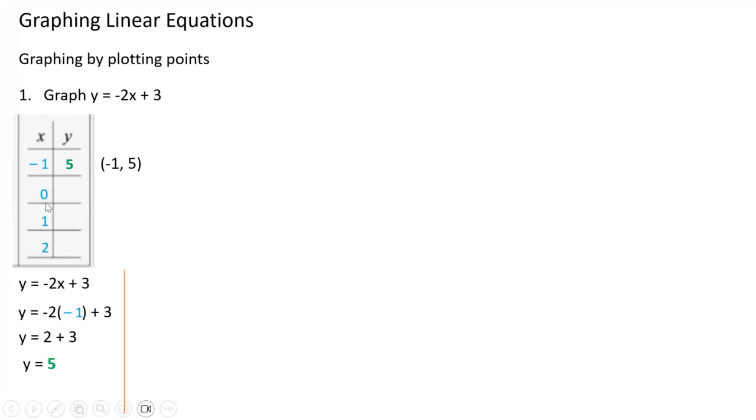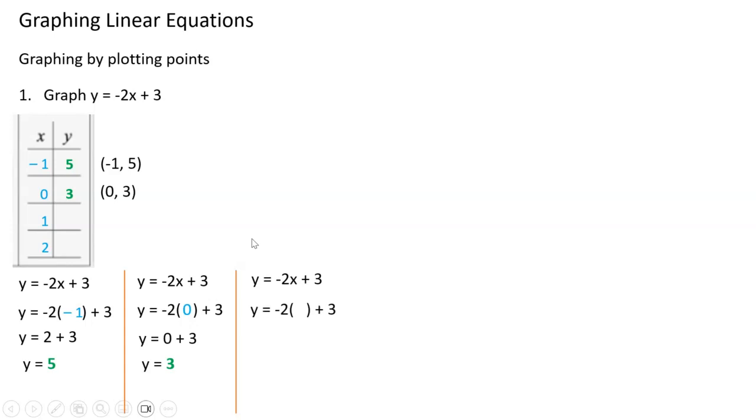I keep repeating this process for 0, 1, and 2. So let's do it when x is equal to 0. Right, y will equal 3. So when x is 0, y is 3. So the ordered pair point is 0, 3. When x equals 1, we're going to plug in the x in the function for the x's. We evaluate, so it's going to give us y equals -2 plus 3, so y equals 1. So when x is 1, y is 1. So the point is 1, 1.